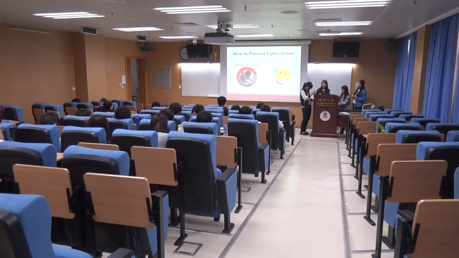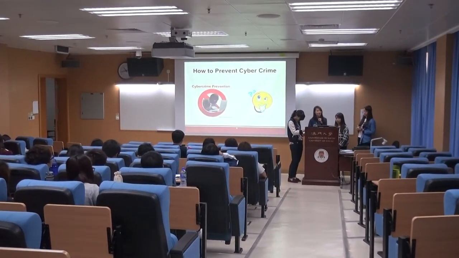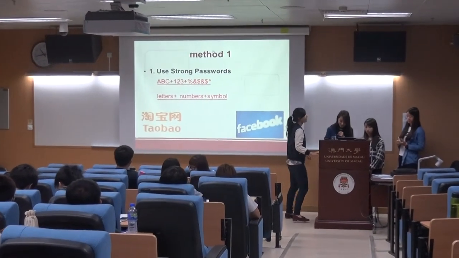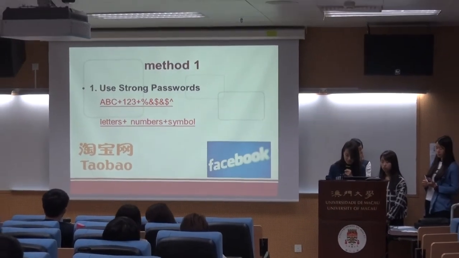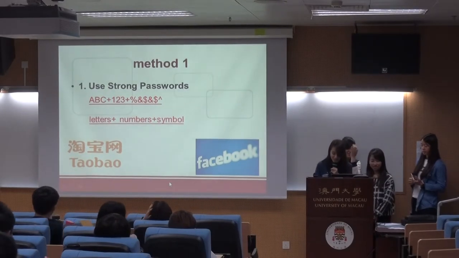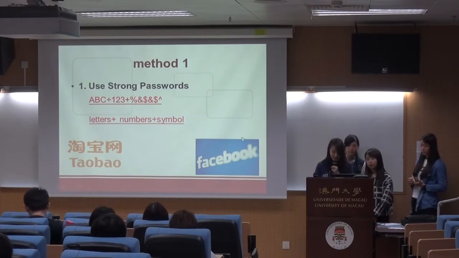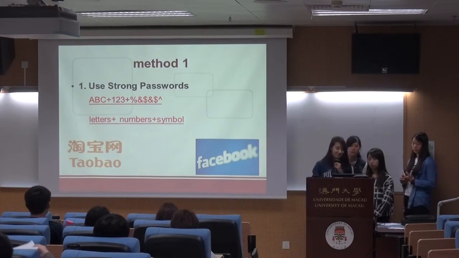Have some awareness of how to prevent cybercrimes. So I will introduce three methods to you, which are very easy. First, method one is use different user IDs and passwords, and avoid writing them down, for email, Taobao, Facebook. If we lose this kind of password, we will lose our data or money. So we should set our passwords smartly, maybe combining numbers, letters or other characters, like ABC, mixed up.